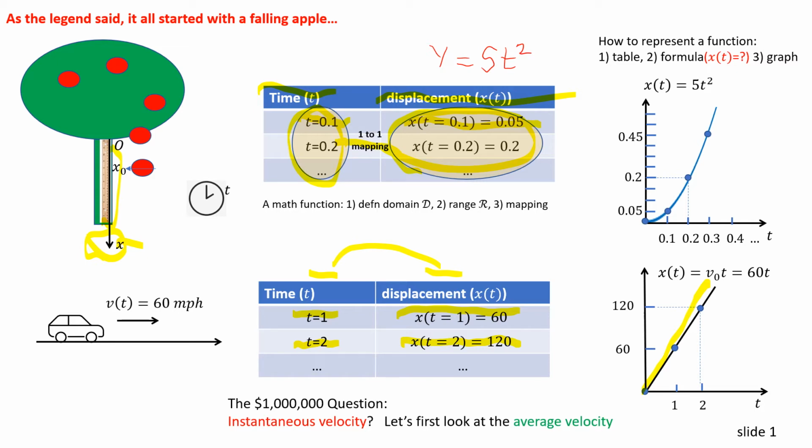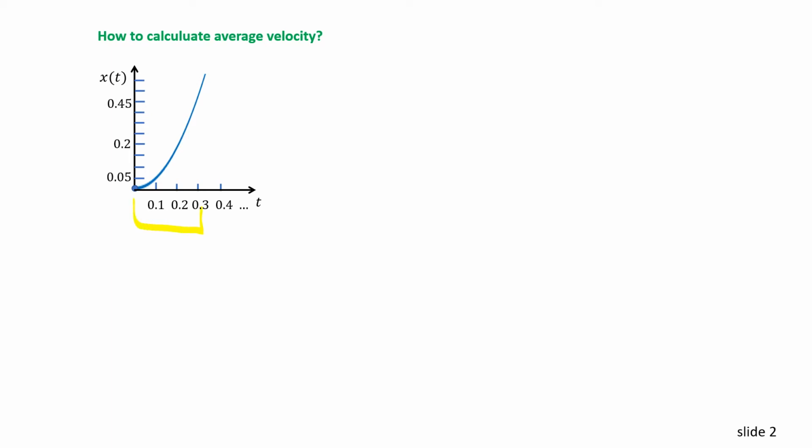Okay, now let's go through the process of finding the instantaneous velocity. While we are doing this, think about if you could solve this problem just like Newton did. Well, first, let's start with calculating the average velocity, shall we? First, let's look at this graph of the falling apple example. Now I ask you, from 0 to 0.3 seconds, what is the average velocity?